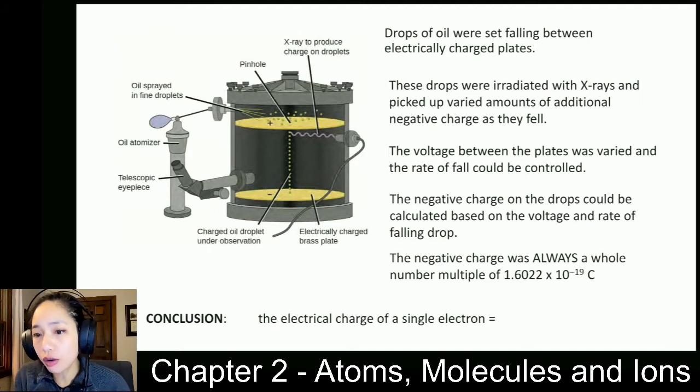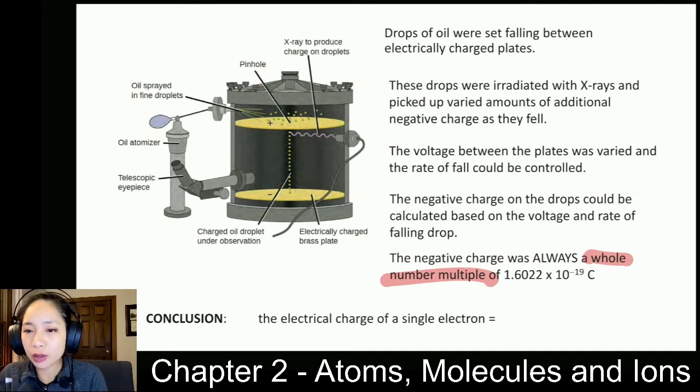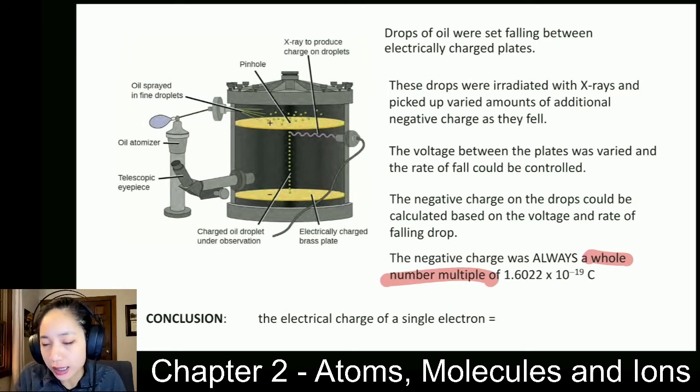And so what he saw when he calculated the charge on the oil droplets themselves is that a negative charge would always come up. And that negative charge was always a whole number multiple of 1.6022 times 10 to the negative 19 coulombs. So essentially what a whole number multiple means is sometimes there would be one extra electron on the oil droplet, 2, 3, or 4. So essentially he would catch oil droplets that were some multiple of the charge of a single electron.